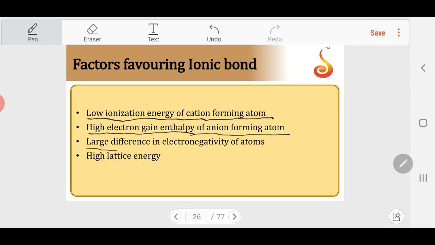And a larger difference between the electronegativity of the two atoms. The higher the electronegativity difference, the bond formation is going to be predominantly ionic compared to covalent in nature. Then, very important is lattice energy, that should be high. So what exactly is this lattice energy?